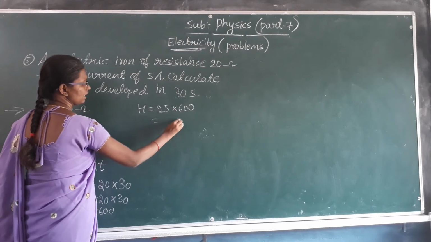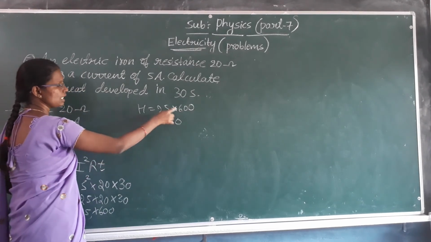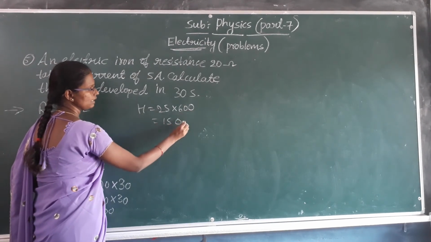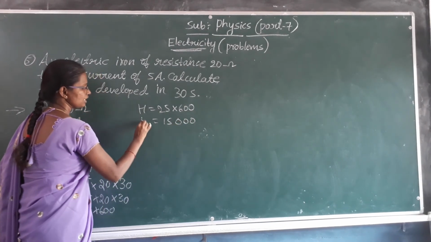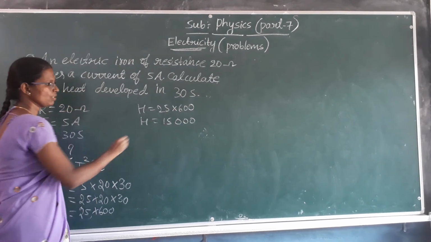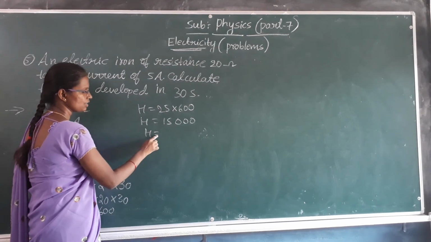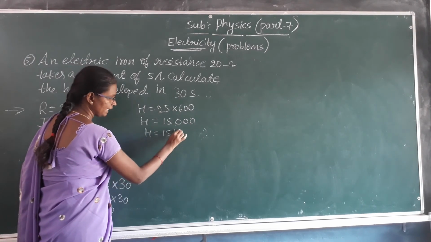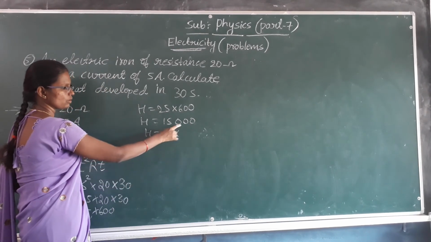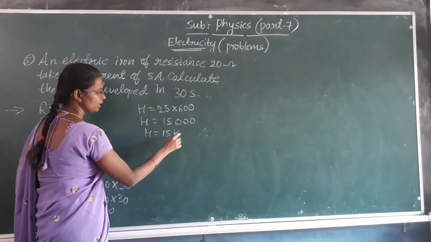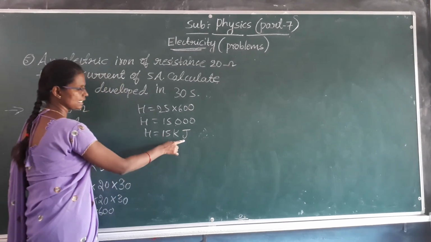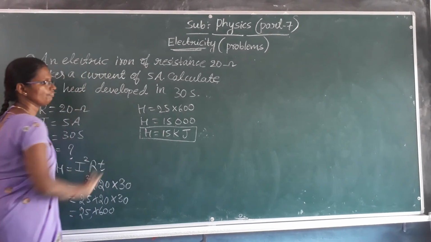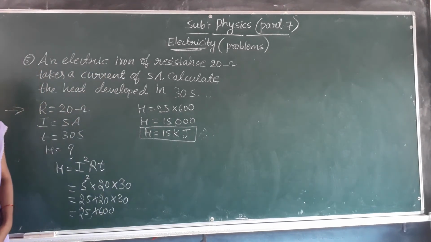6 5 is 30, 3 carry. 6 2 is 12, 12 plus 3, 15. How many zeros remain here? 2 zeros. So H is equal to 15,000. Again we can write H is equal to 15, and the 3 zeros I write as a kilo, K. Here K represents 1000. 15 kilojoules. So this is the SI unit of heat generated. So H is equal to 15 kilojoules.